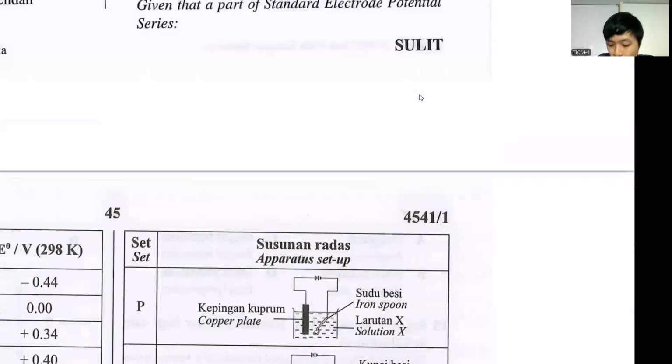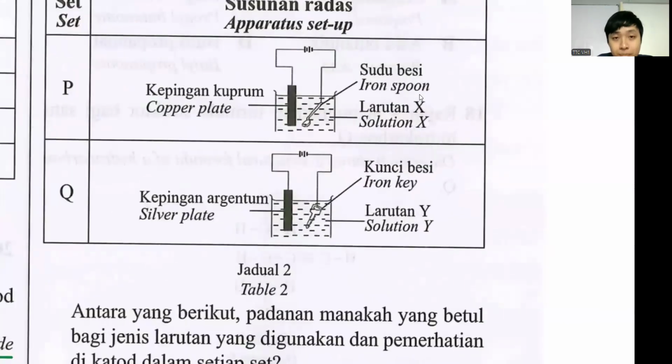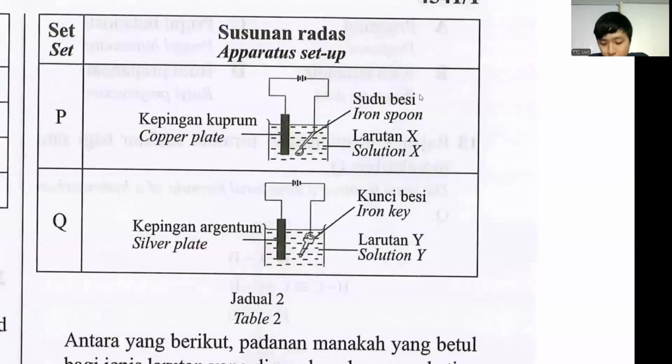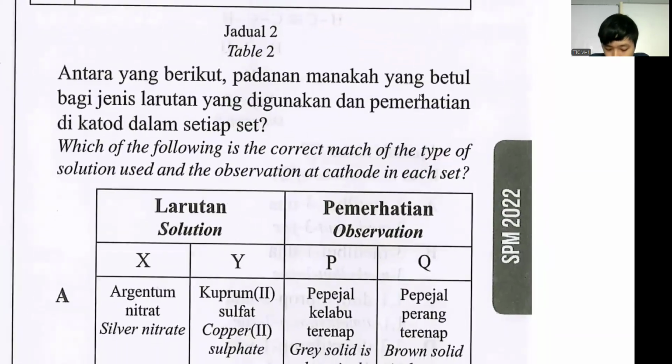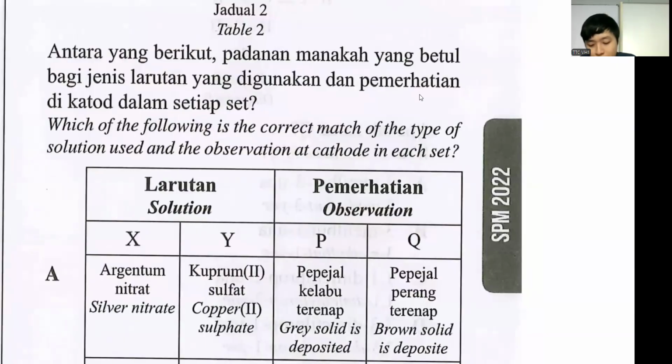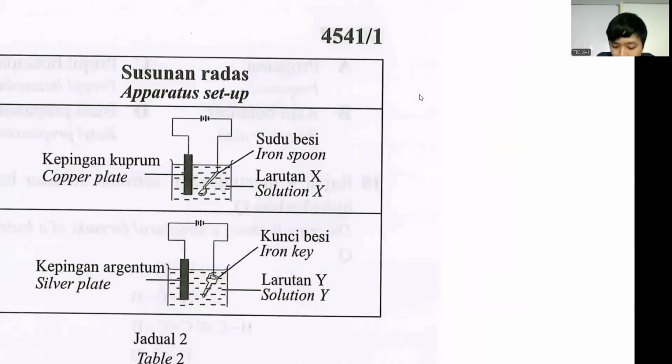So you can see, one is with iron spoon, one is with iron key, solution X and Y. Which of the following is the correct match of the type of solution used and the observation at cathode in each set? So they ask what is solution X, what is solution Y.